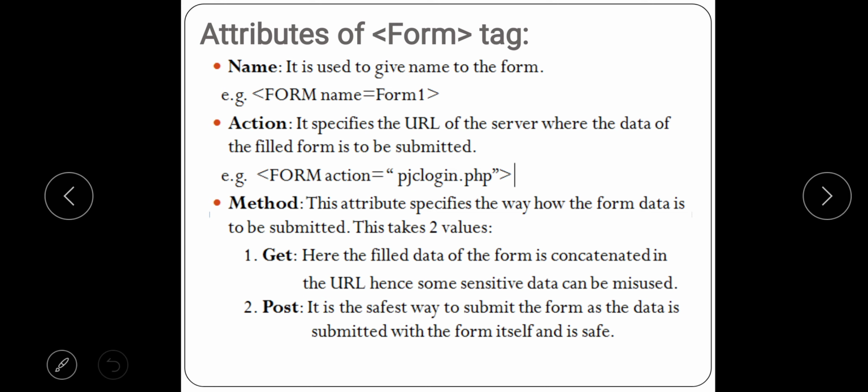So if you want to make it post, then only you can use the form method equal to post. If you simply write the form tag, then what will be the method of submitting the form? It will be get. So we will see what get exactly means. Now here you can see what it is given. Here the filled data of the form is concatenated in the URL, hence the sensitive data can be misused.